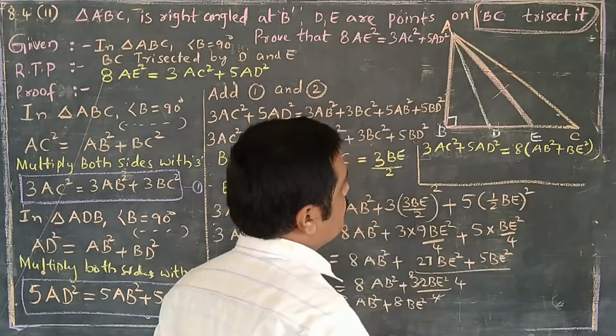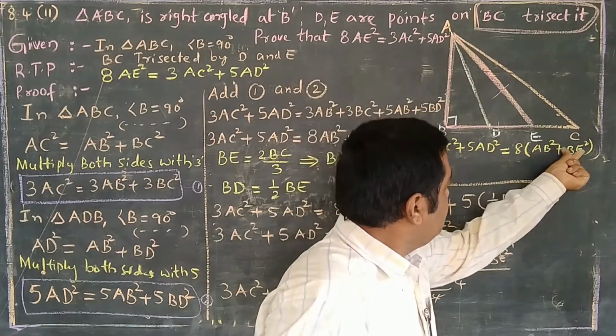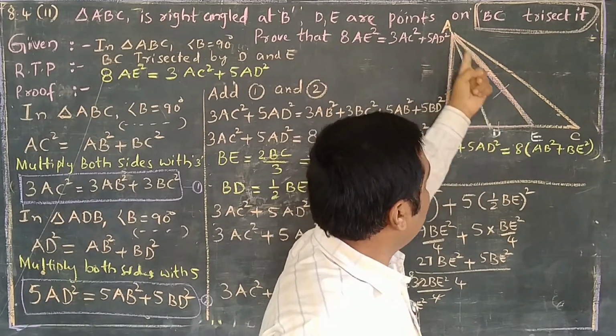Instead of AB square plus BE square we have to write AE square.